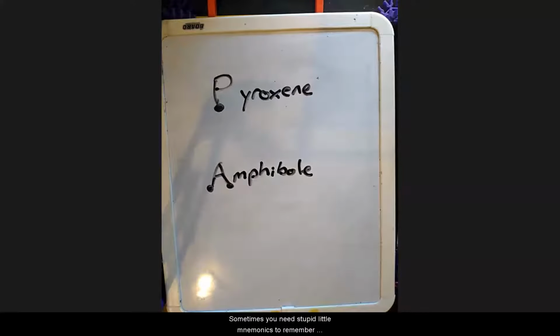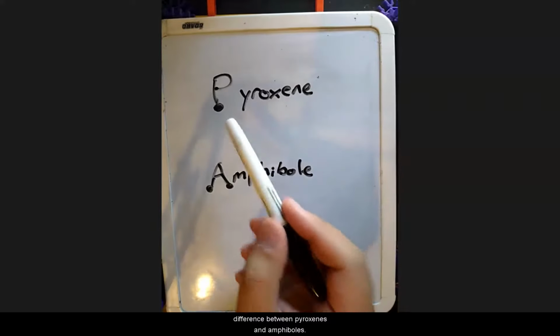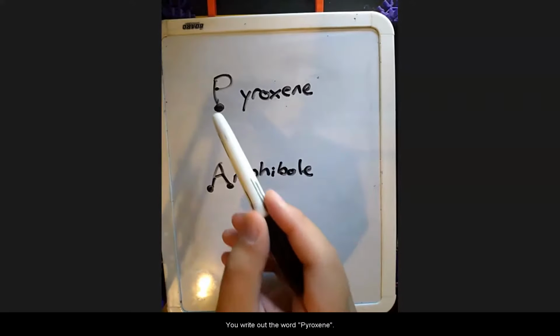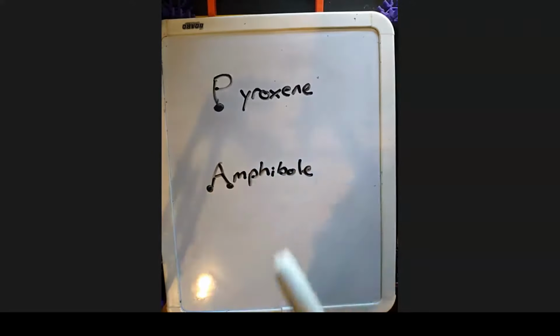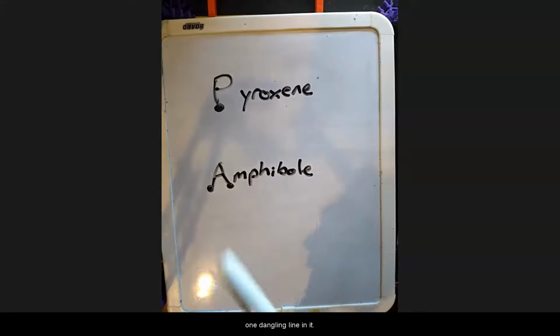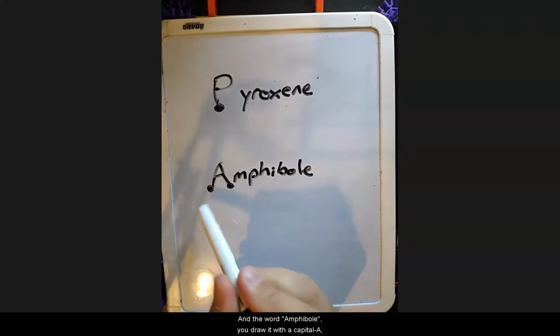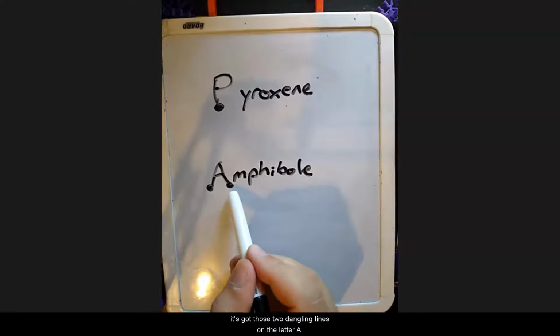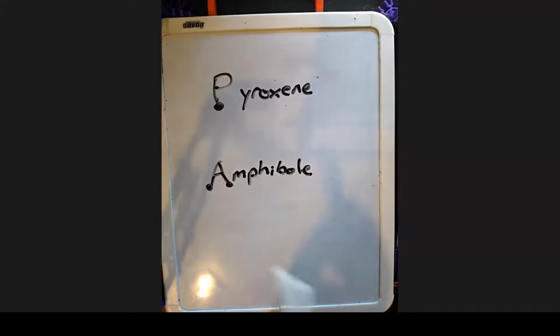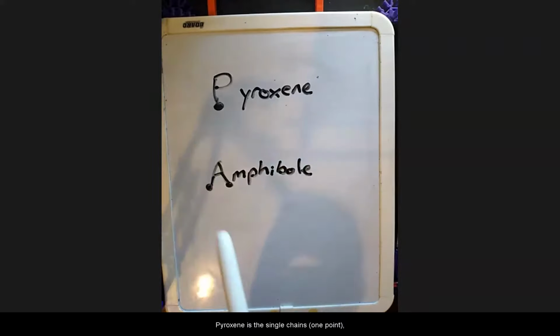Sometimes you need stupid little mnemonics to remember some of these things. So here's how I remember the difference between pyroxenes and amphiboles. You write out the word pyroxene, that capital P has one dangling line in it. And the word amphibole, you draw it with a capital A, it's got those two dangling lines on the letter A. Pyroxene is the single chains, 1 point. Amphibole is the double chains, 2 points. It's dumb, but it helps.